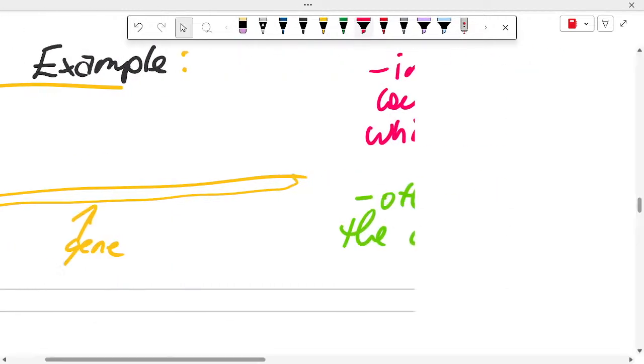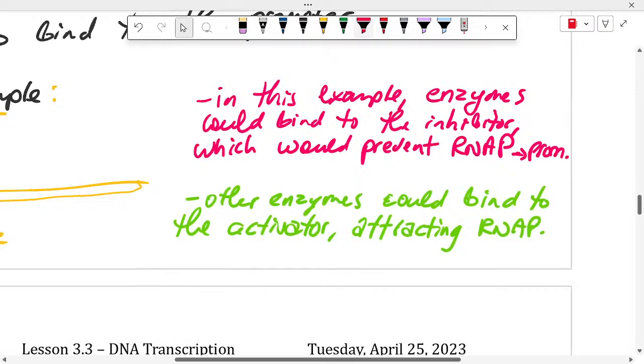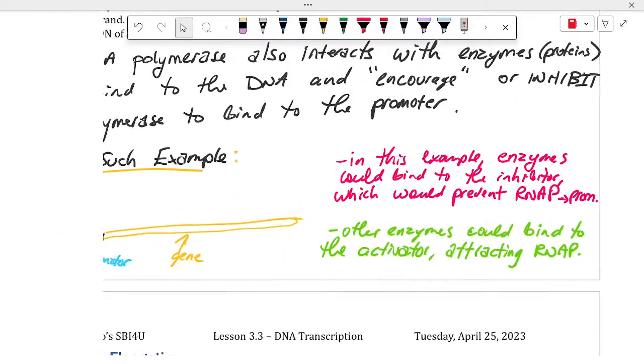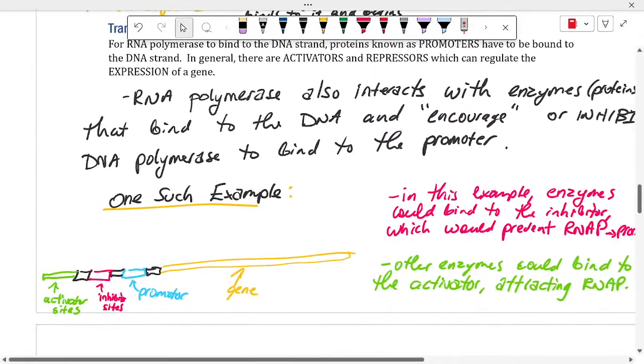So what it says over here is that enzymes hypothetically could bind to the inhibitor, and that would prevent RNA polymerase from attaching to the promoter. On the other hand, other enzymes could bind to the activator site, and that would actually attract RNA polymerase. So in that example, most likely you would find RNA polymerase with that activator site.